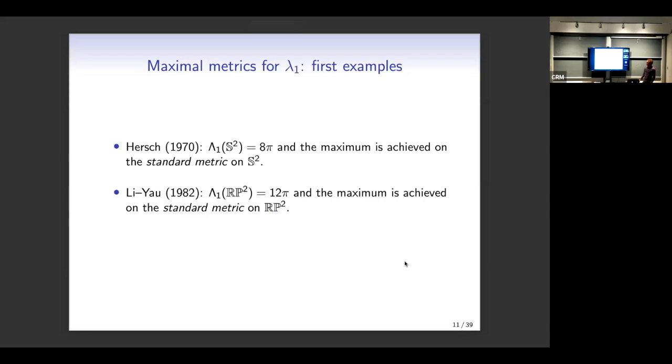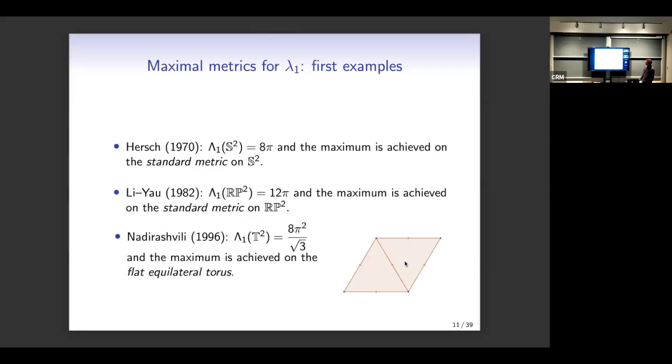For the projective plane, the proof is somewhat different, and again the maximum is the standard round metric. And finally, for the torus, the maximum is a flat torus, but not just any flat torus, it's a flat torus with the hexagonal lattice. It's the most symmetric flat metric you can come up with. Looking at those examples, the first one is a metric of constant curvature, the second one is a metric of constant curvature, this is also a flat metric, constant curvature, and I already mentioned hyperbolic metrics. So you might have the temptation to think that constant curvature has something to do with this.